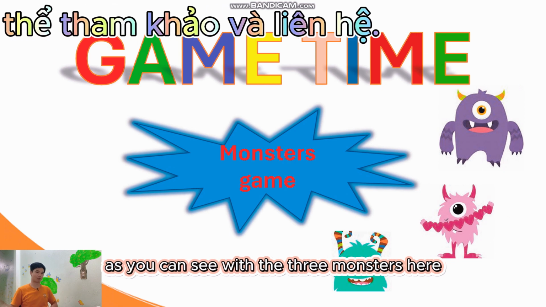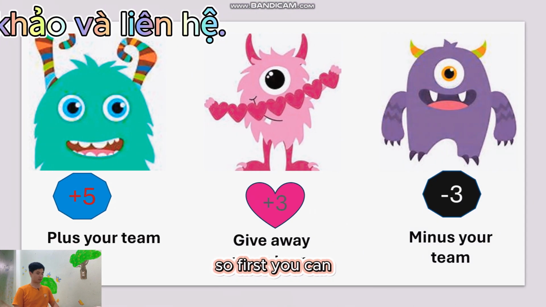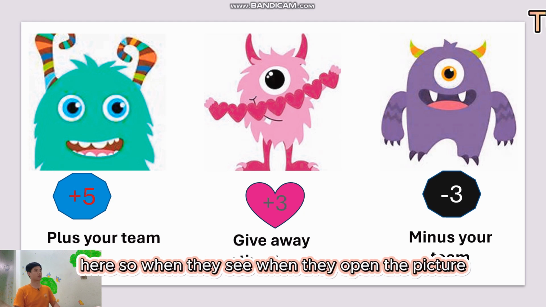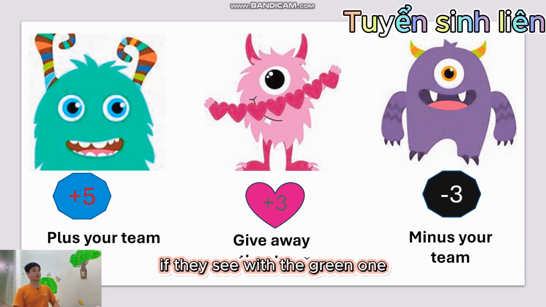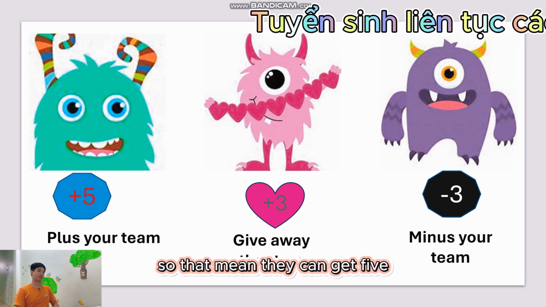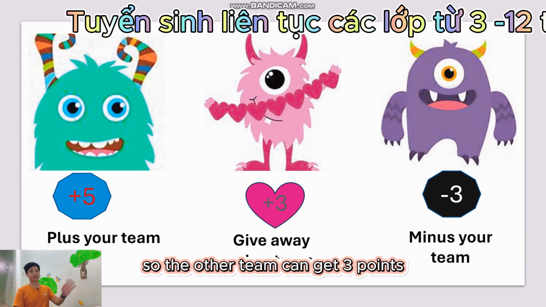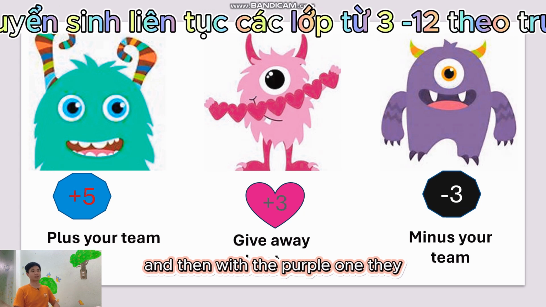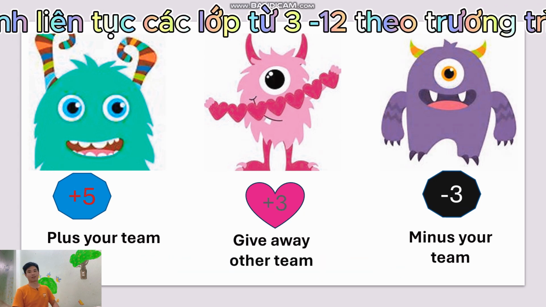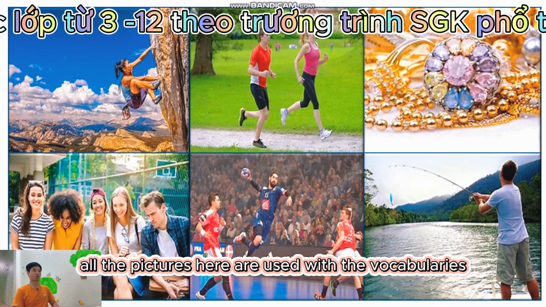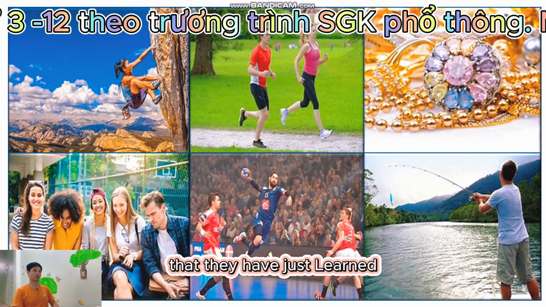As you can see, there are 3 monsters here. First, you can explain to the students the meaning of the 3 monsters. When they open the picture, if they see the green one, that means they can get 5 points. When they see a pink one, the other team can get 3 points. And with the purple one, they will lose 3 points. All the pictures here are used with the vocabulary that they have just learned.